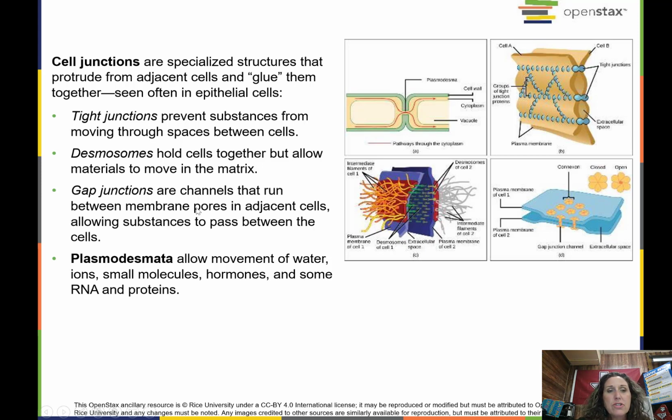Your gap junctions are channels that are going to run between membranes, so different cells can share information rather easily. And a plasmodesmata is specific to the movement of water, ions, and small molecules, and they use them a lot in plant cells because you'll have a cell wall, and so the plasmodesmata right here allows 2 plant cells to be connected to each other.